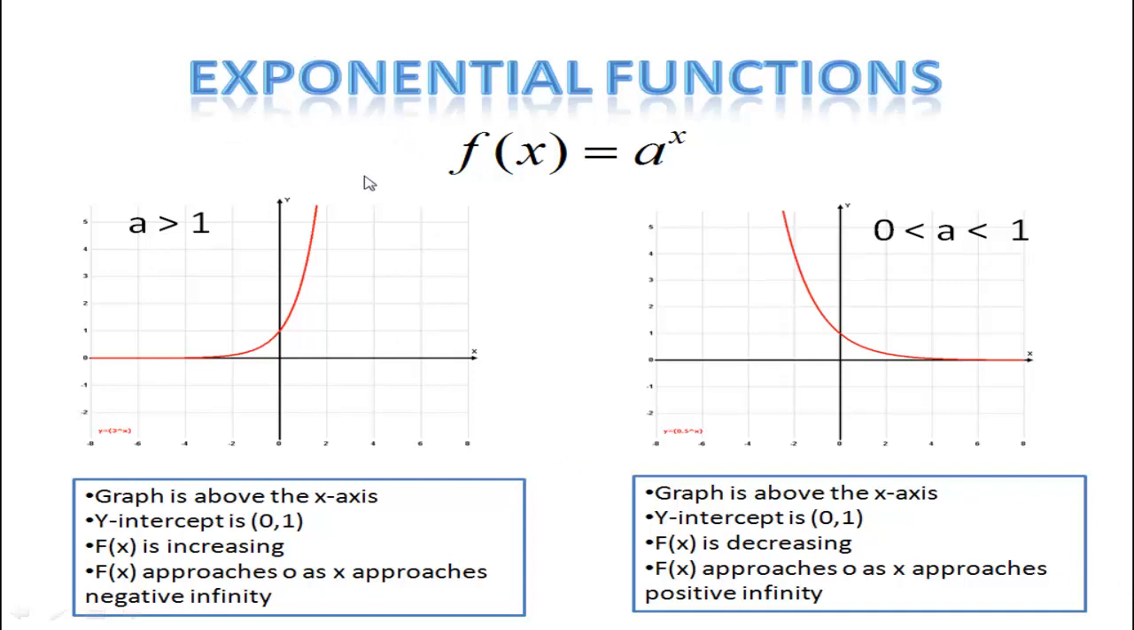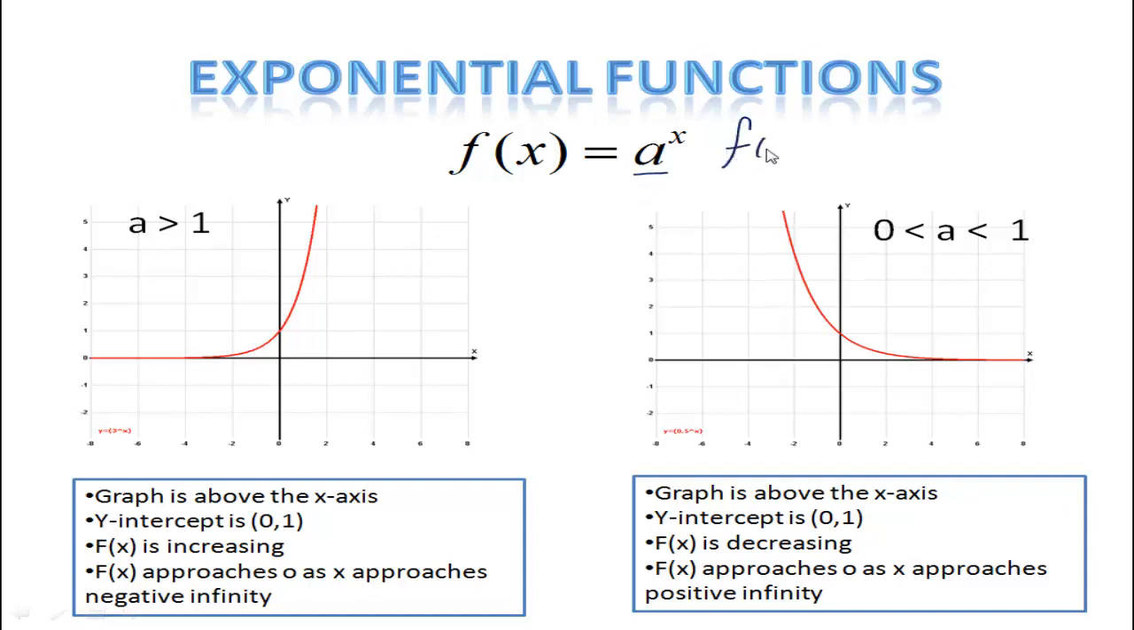For exponential functions, we have that f of x is equal to a to the x power. This a represents a constant. It's a number. And my exponent is the variable. Since this exponent belongs to this number here, we call this constant a base.